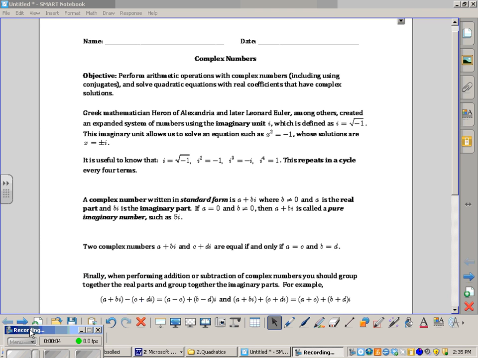Today our objective in looking at complex numbers is to perform arithmetic operations with complex numbers, including using the conjugates, which we practiced last lesson, and solve quadratic equations with real coefficients that have complex solutions.